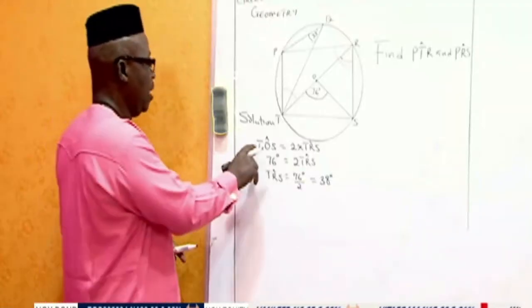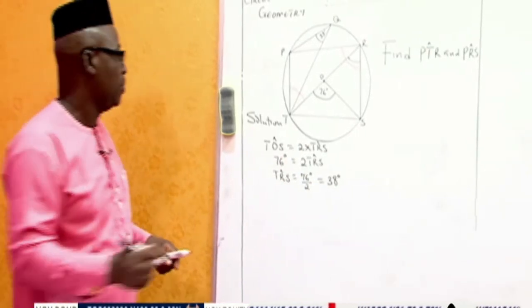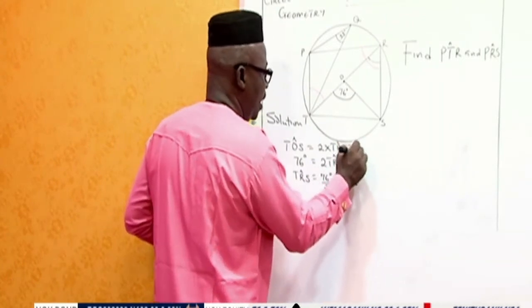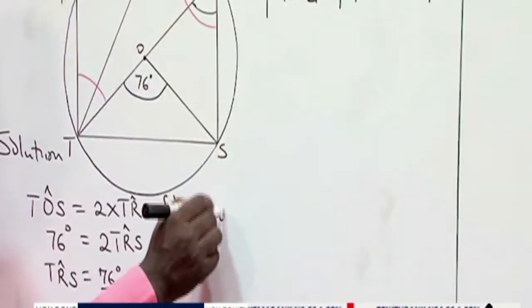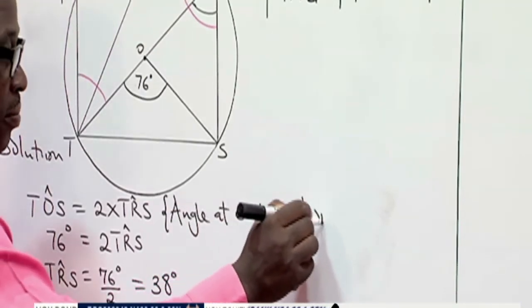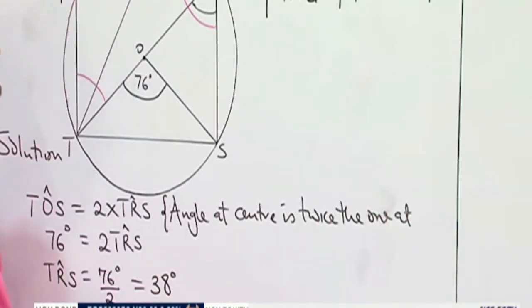The reason why we have taken this decision here is because we are applying the theorem. And the theorem we are applying, I have to write it. Angle at center is twice the one at circumference.